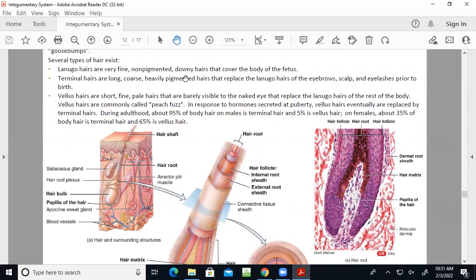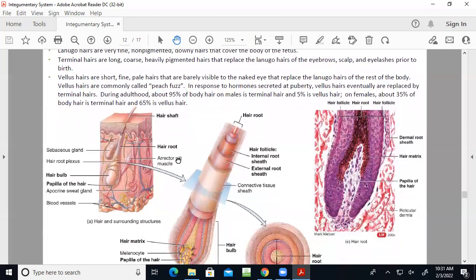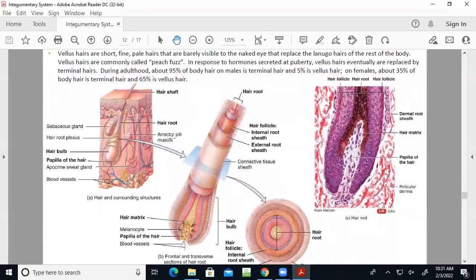Terminal hairs are long, coarse, heavily pigmented hairs that replace those lanugo hairs of the eyebrows, the scalp, and eyelashes prior to birth. Not all babies are born with hair on their head, but for those that do, the hair is terminal hair. You can see my baby a couple of slides ago, he had really dark hair on top of his head, and now his hair is bleached white. So it's not always indicative of what the individual is going to have for the rest of their life.